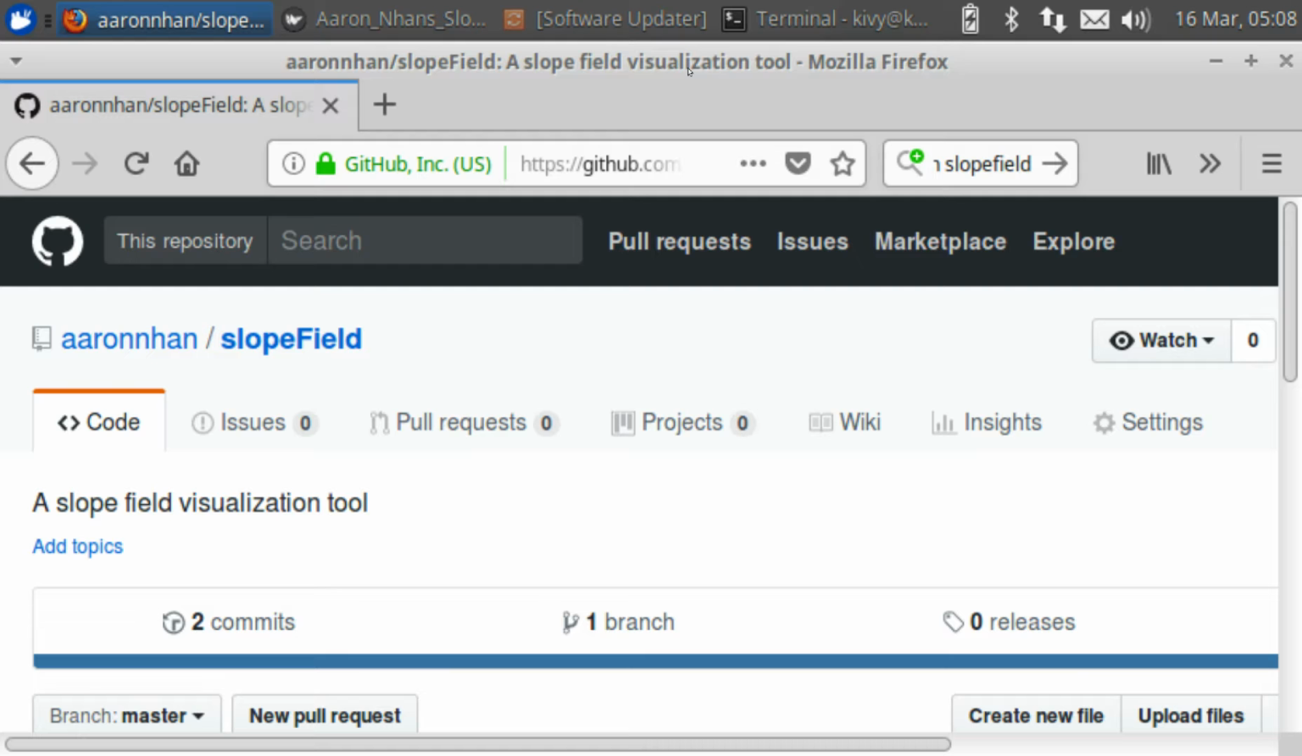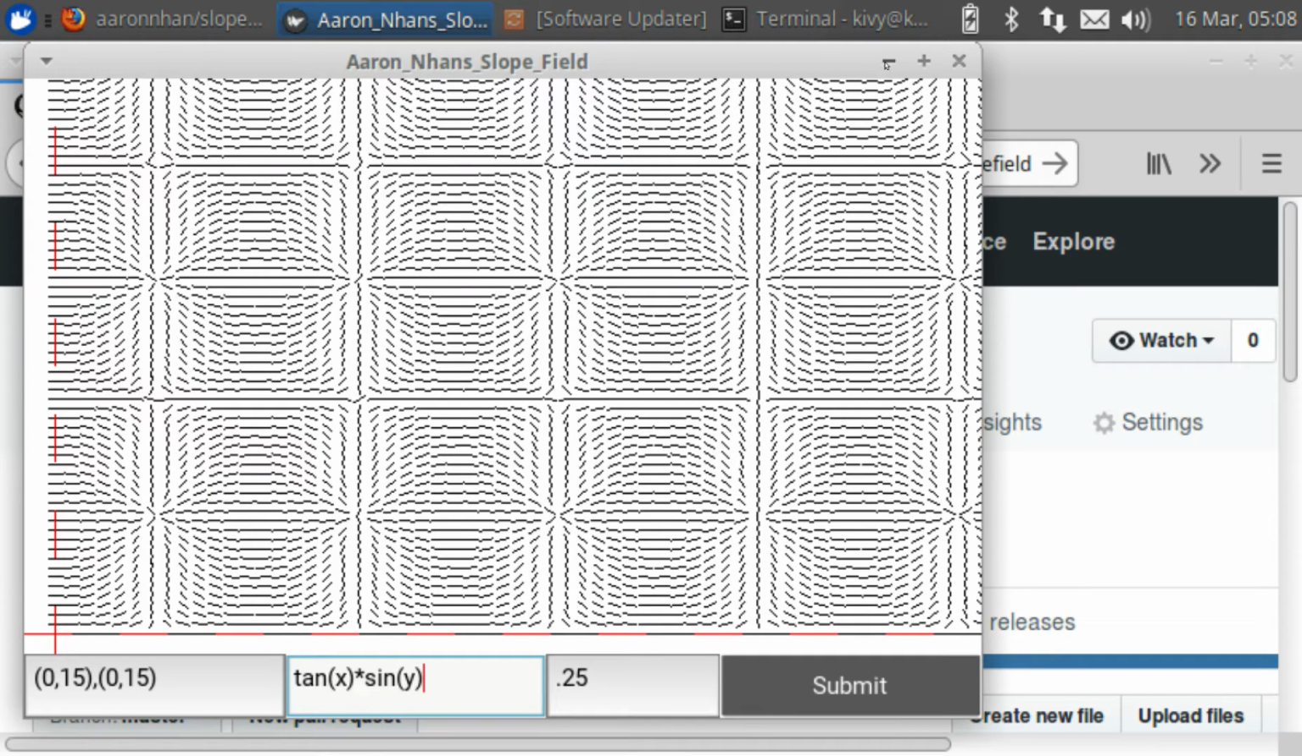This is a small application that I made for my Calculus BC teacher, where we were reviewing the slope field unit, and he wanted this nice application that would be able to quickly and efficiently graph slope fields, because doing it by hand is just a lot of work and very tedious.